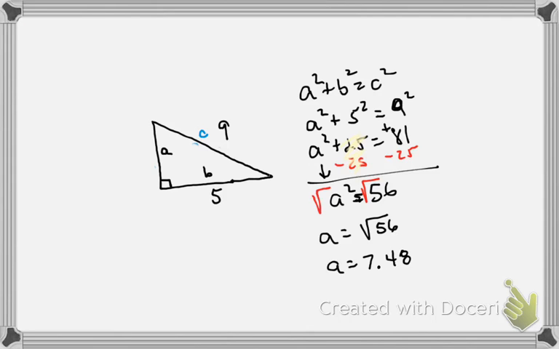And so this answer here would go here. It'd be 7.48. And we want to check our answer. Is this smaller than our C? And it is. So we're okay. And that's how we find it when we have the hypotenuse, the C, and we're looking for one of the legs. And it could work with either one.